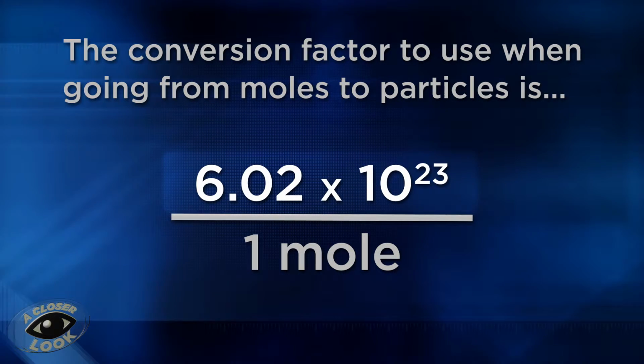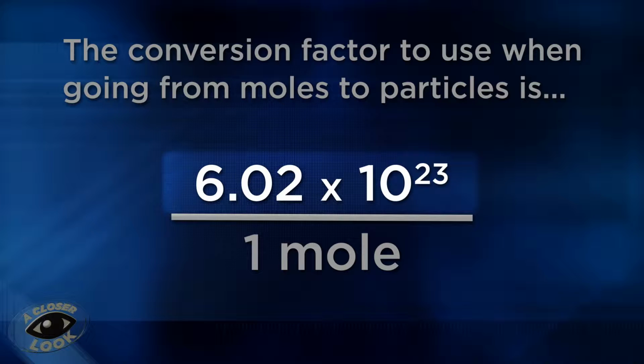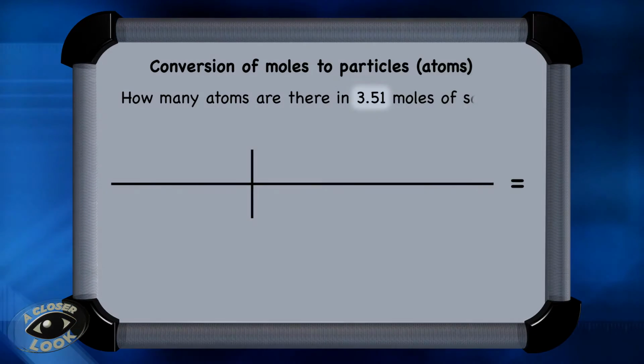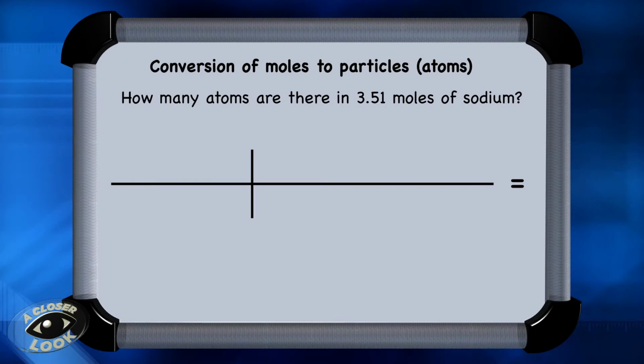The numerator in the conversion factor is 6.02 times 10 to the 23rd, which could be atoms, molecules, or formula units, and the denominator is 1 mole of the substance we are converting. When doing conversion problems, remember, take the number you are given in the problem and put it in the upper left-hand corner of the conversion chart.